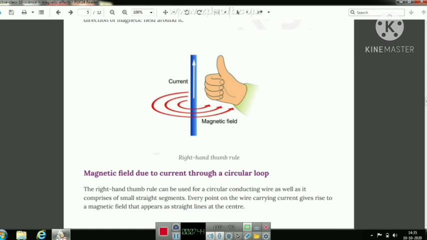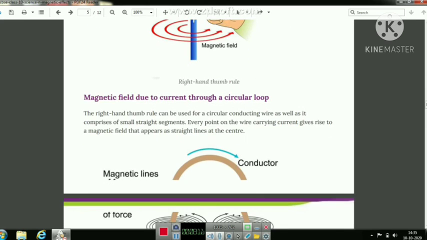Okay, so imagine that you are holding a current carrying straight conductor in your right hand in such a way that the thumb points towards the direction of the current, then your wrapped fingers around the conductor show the direction of the magnetic field lines. This is known as the right hand thumb rule. Now we will see the second case, the magnetic field due to the current through a circular loop.